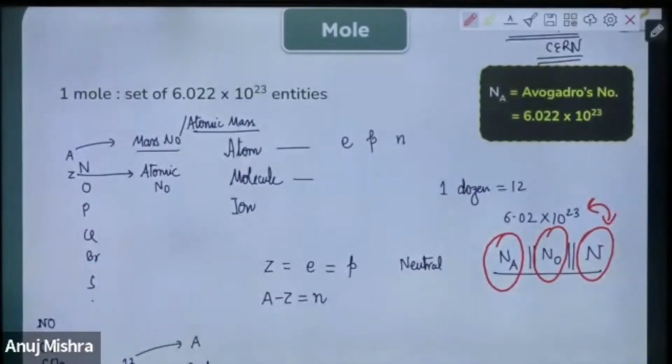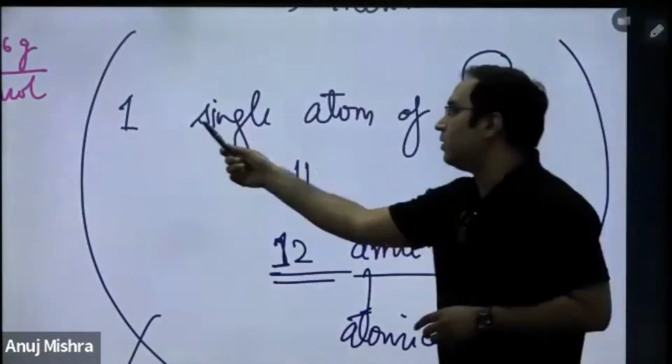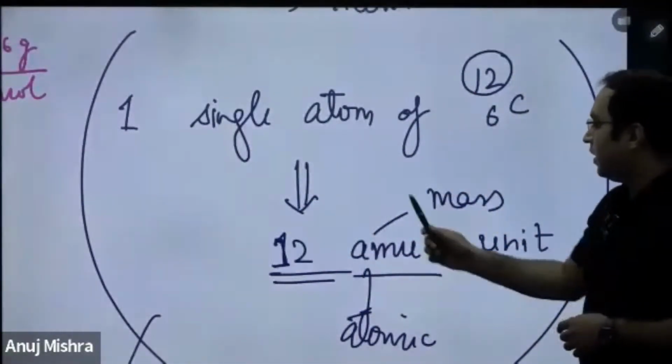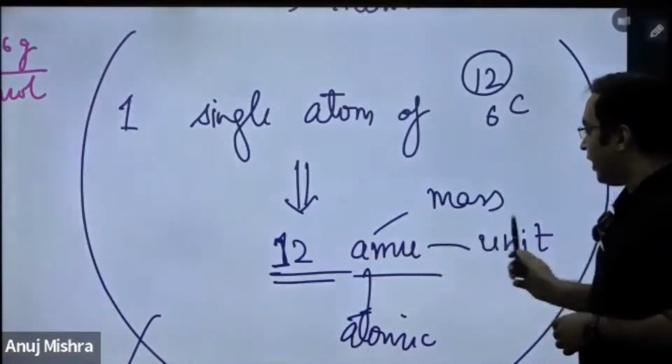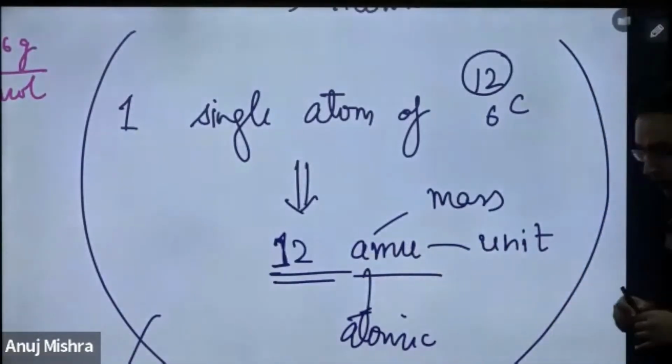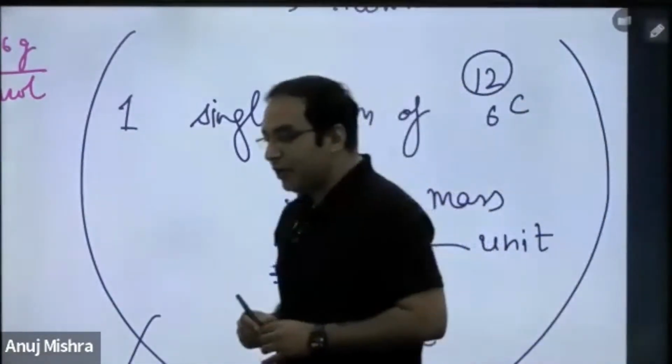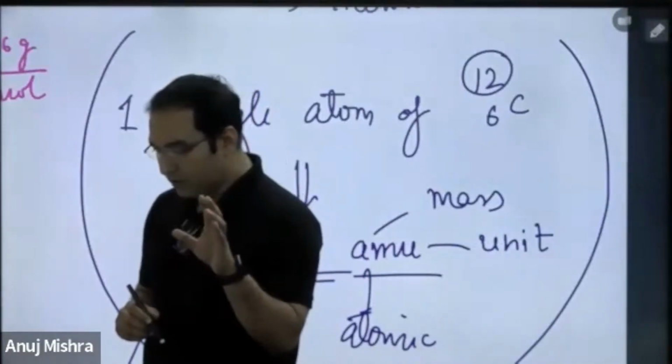We talked about the concept of AMU. If you have a single atom, like 6C12, its mass is how much? 12 AMU.